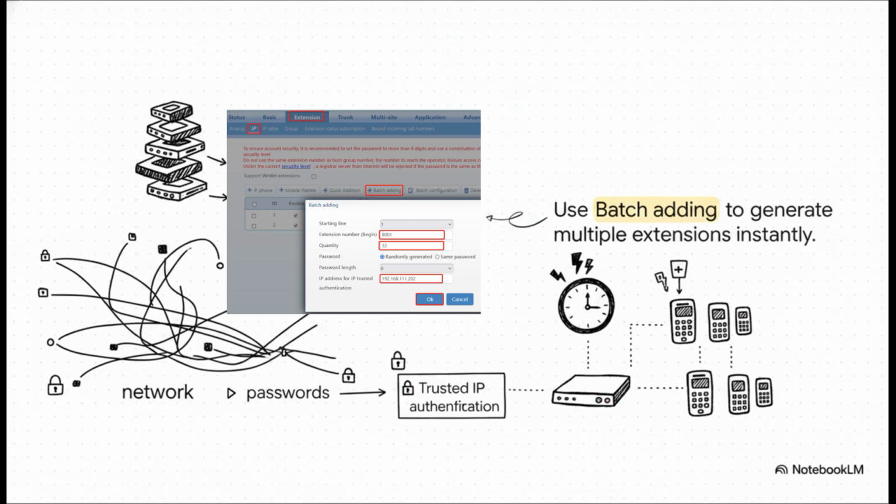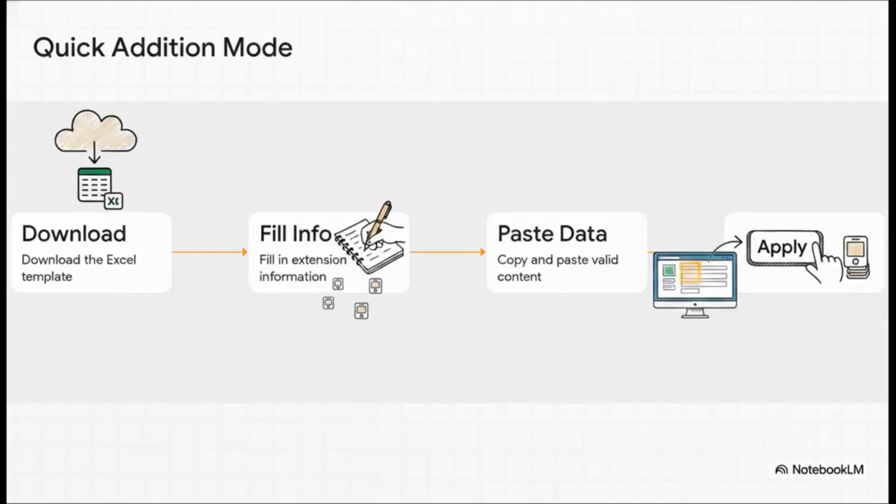You can even assign a trusted IP address for authentication, which, pro tip, is highly recommended when you're hooking up gateway products in the REX series. You hit OK, and you've literally just saved yourself hours of mind-numbing data entry. But wait, it gets better. There's an even more customizable way to handle massive deployments, and it's called Quick Addition Mode.